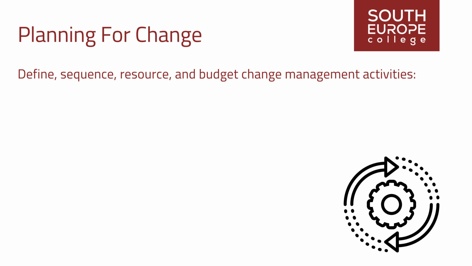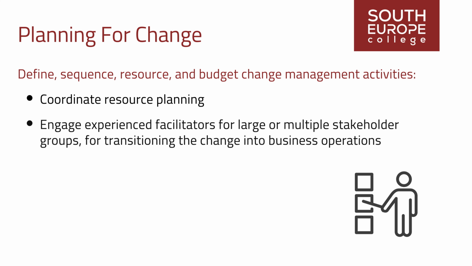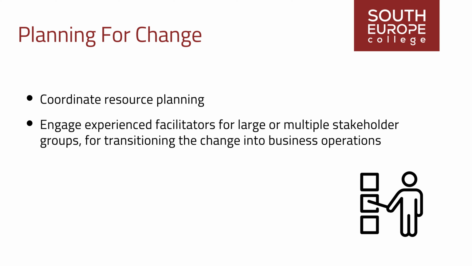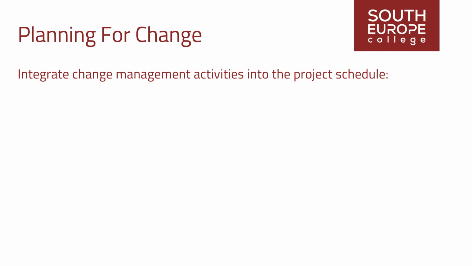Define, sequence, resource, and budget change management activities. Coordinate resource planning effectively. Engage experienced facilitators for large or multiple stakeholder groups, considering procurement and budget implications if expertise is lacking. Outline, sequence, and resource activities for transitioning the change into business operations. Integrate change management activities into the project schedule.